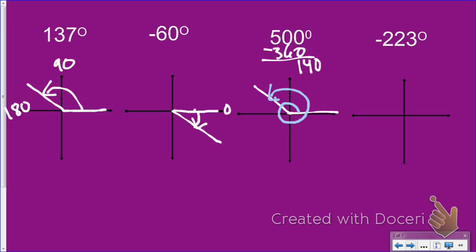Alright, so let's do one last example. If you want to pause the video and try this one on your own, that might be a good idea. But we're going to do negative 223. So again, if I start at 0, I'm going to go backwards in the opposite direction, which means I would go to negative 90, then negative 180, then negative 270. So I know negative 223 is again going to fall there in that second quadrant. But my arrow is going to go backwards.